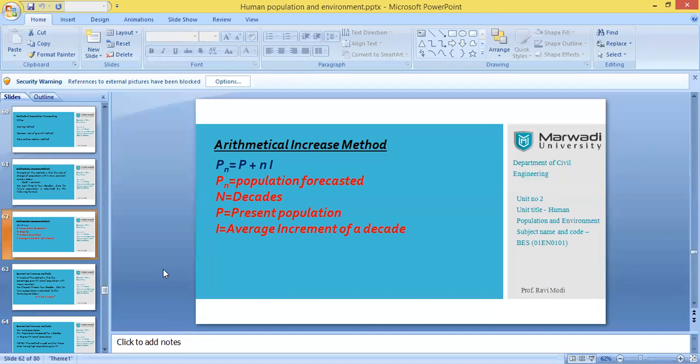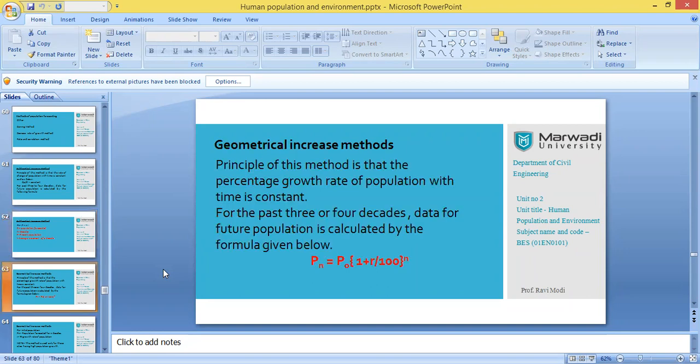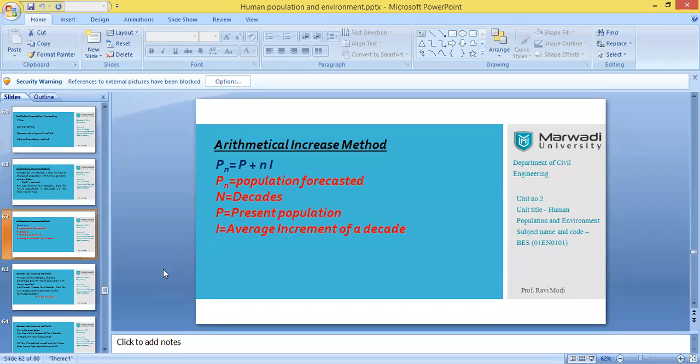Now this 3 lakh 50,000 will be only for this particular decade. It will change when we again count it for 2011. So the average increment of a decade you have to take out from the values. Regarding this arithmetical increase, I have one of the numericals also, so we'll just quickly see that after we finish this.